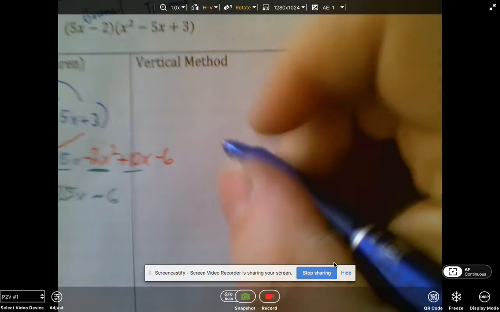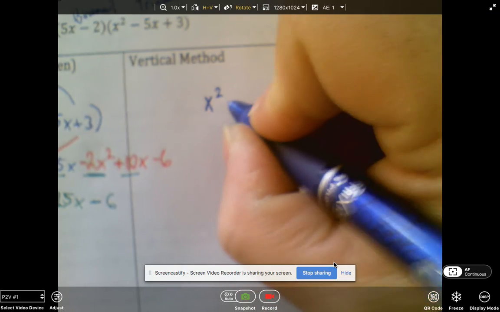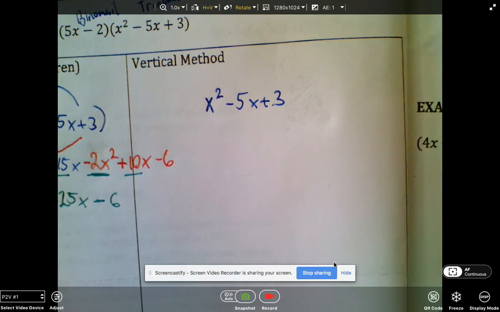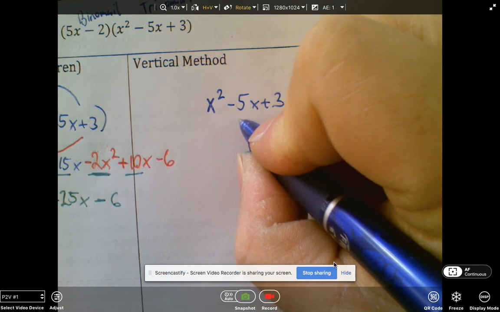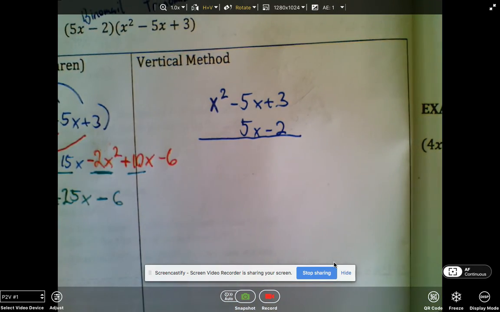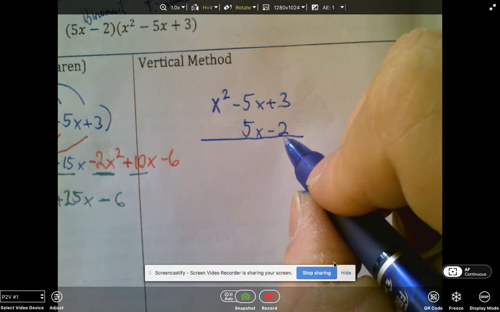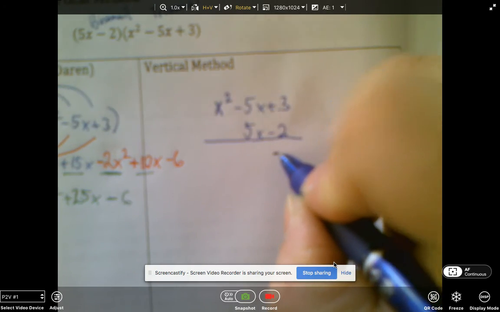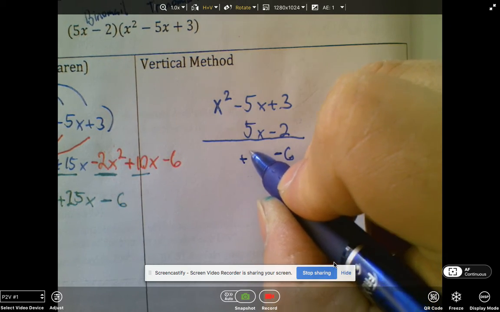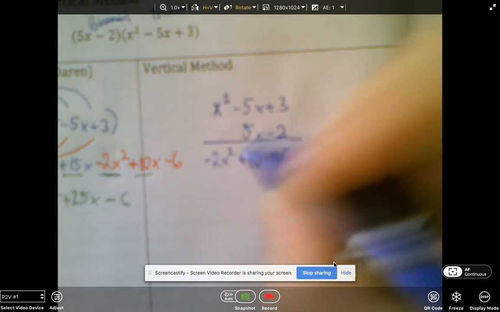So I'll write the problem again. I'm going to put x squared minus 5x plus 3 at the top, almost like it's a 3-digit number, and then I'm going to put 5x minus 2 at the bottom. Now I'm going to multiply everything by the negative 2. I would get negative 6, positive 10x, and then negative 2x squared.